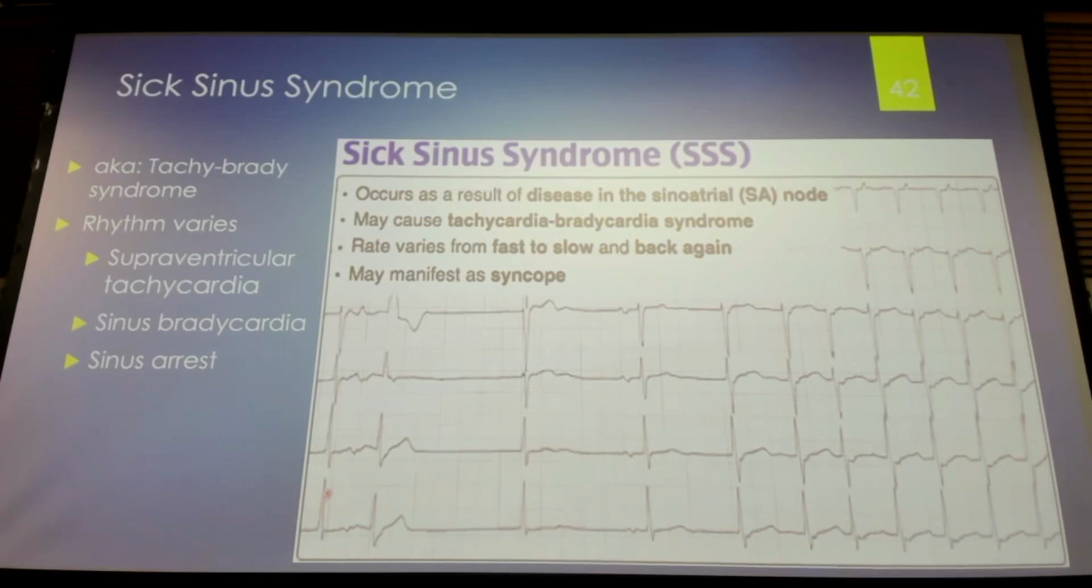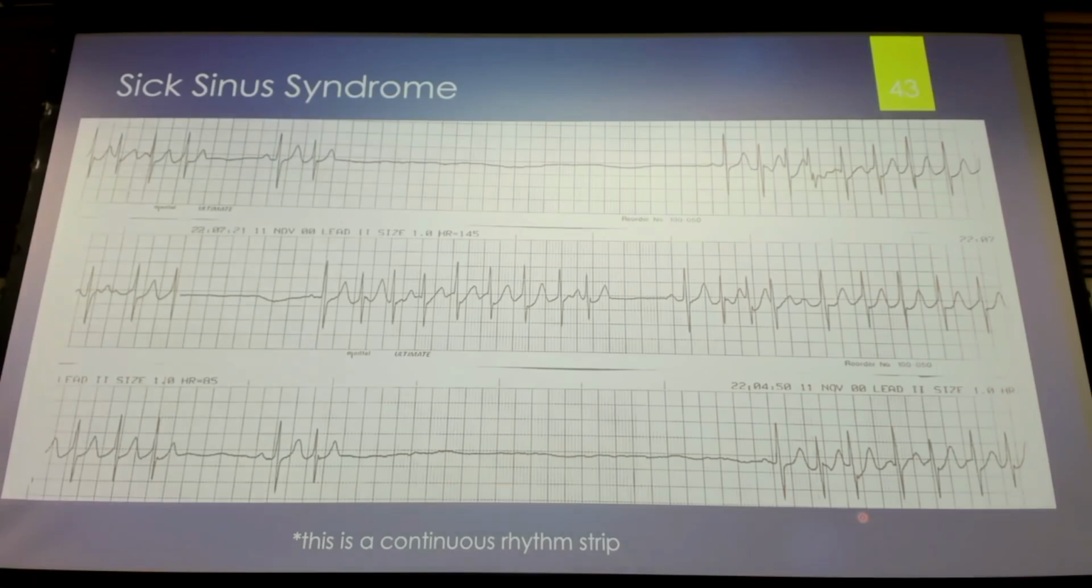So here we have a couple of beats, and then we have probably a sinus arrest here. Maybe a sinus block in between these two, a little bit of bradycardia, and we go tachycardia. This is actually one rhythm strip. So if you were to cut these in 3 and you place them all along here, this is one person's heart over a couple of minutes.